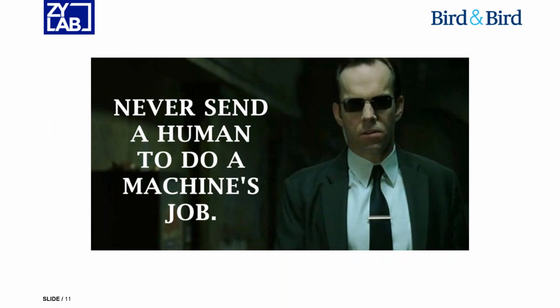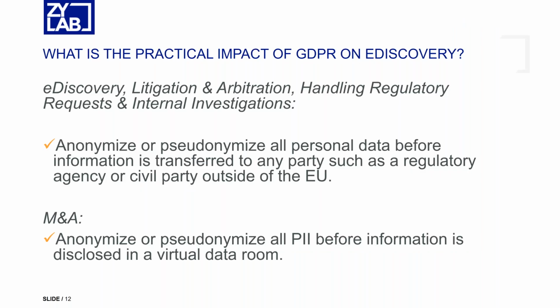with GDPR. One of my personal favorite movies is 1999's The Matrix. There's a famous quotation from one of the characters, Agent Smith: never send a human to do a machine's job. And that is truly the case here. We're saying that the most appropriate way to handle redactions and pseudonymizations under GDPR is to use tools that are capable of automated text mining, entity extraction, and auto redaction.